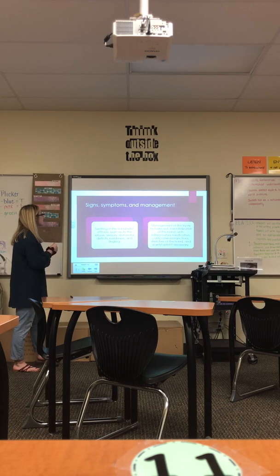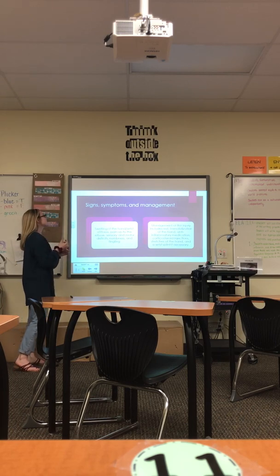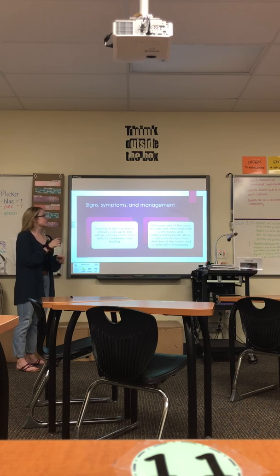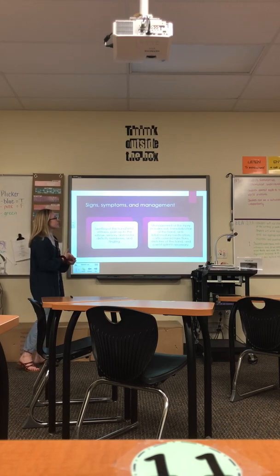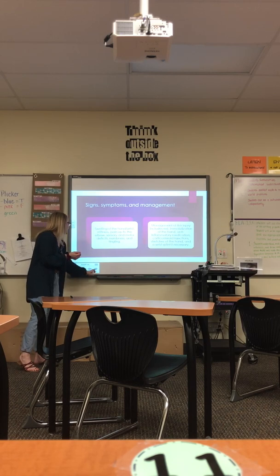Signs and symptoms and management. Signs and symptoms include swelling of the hand or wrist, stiffness, pain up to the elbow, sensory and motor deficits, numbness, and tingling. And then management of carpal tunnel includes rest, immobilization of the hand, anti-inflammatory medication, then steroid injections and stretches of the hand, and then a wrist splint if necessary.